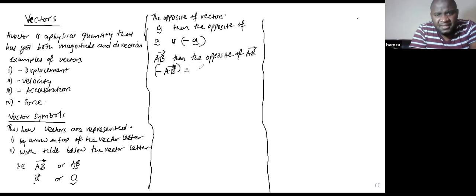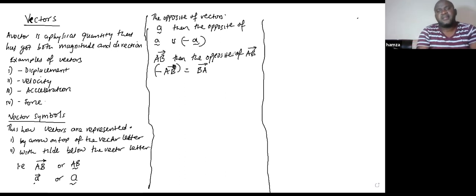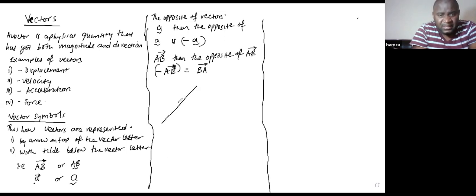Though this negative AB is the same as BA. If A was my home, B is Kampala, I'm moving from A to B, Kampala, but the negative moving from A to B is the same as moving from B coming back to A. So if I represent that with an illustration, you would find that it looks like this. If this is vector A, then this would be negative vector A, reversing direction.